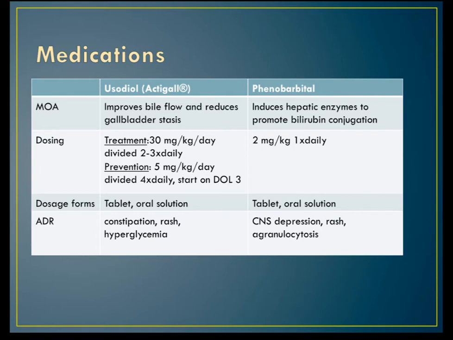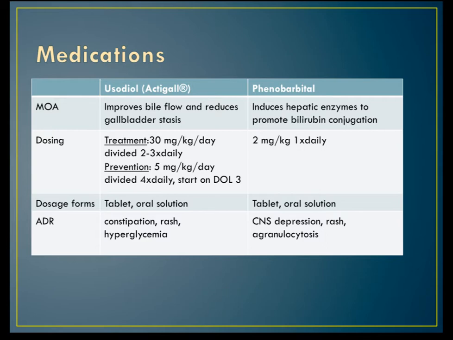And I know I rarely ever see the prevention dosing used, but you can start that dosing as early as day of life 3. And that might be good for patients who are not necessarily going to be lifelong dependent on TPN, who might have a chance of getting off TPN. It is available in an oral solution, so that's a pediatric dosing friendly dosage form that we have.